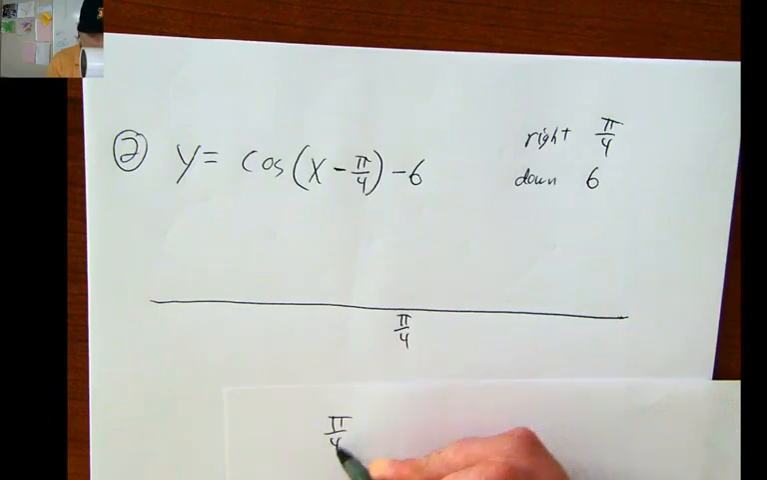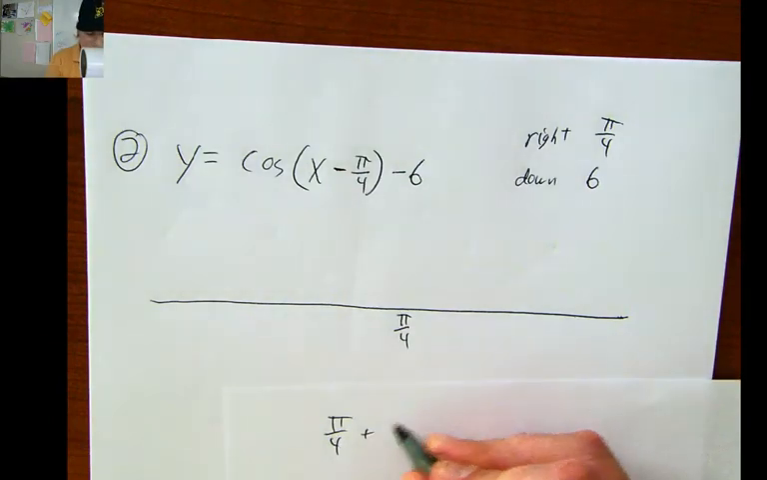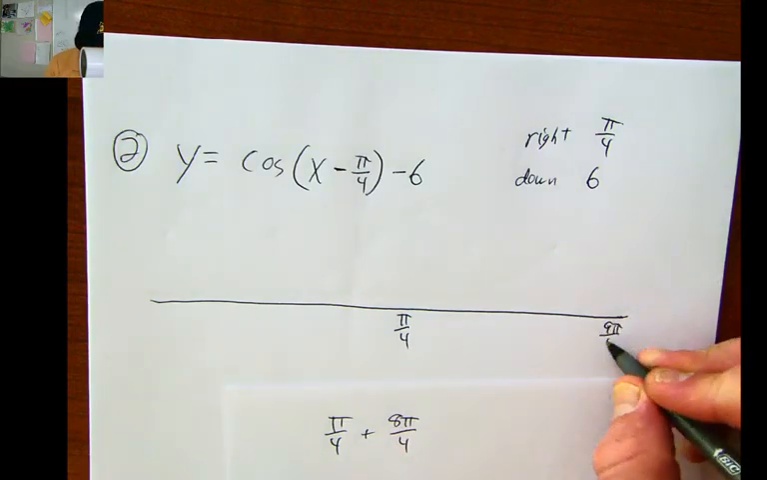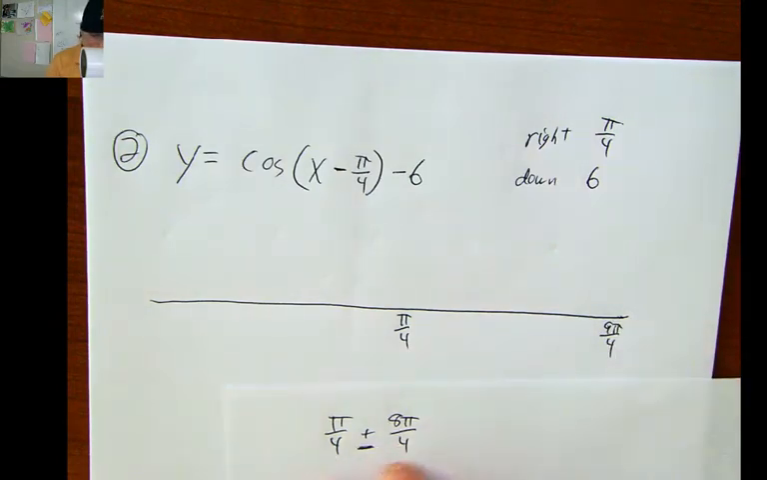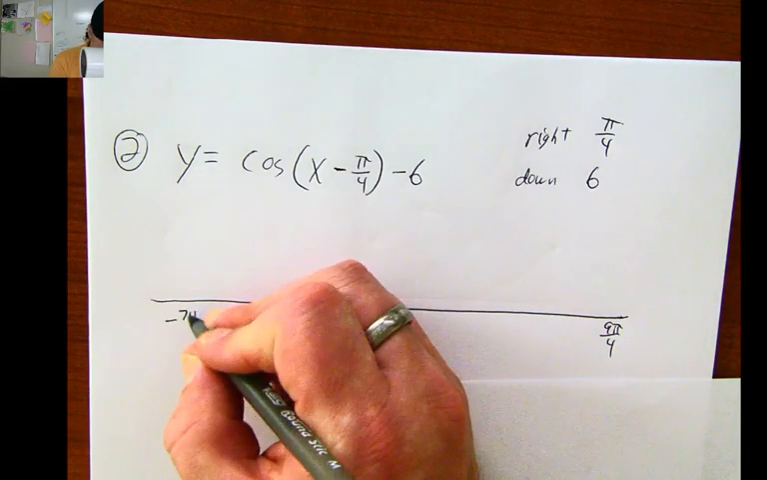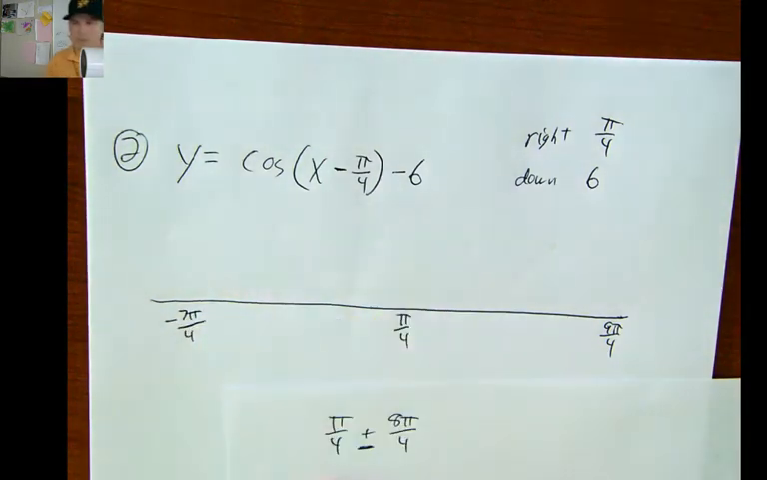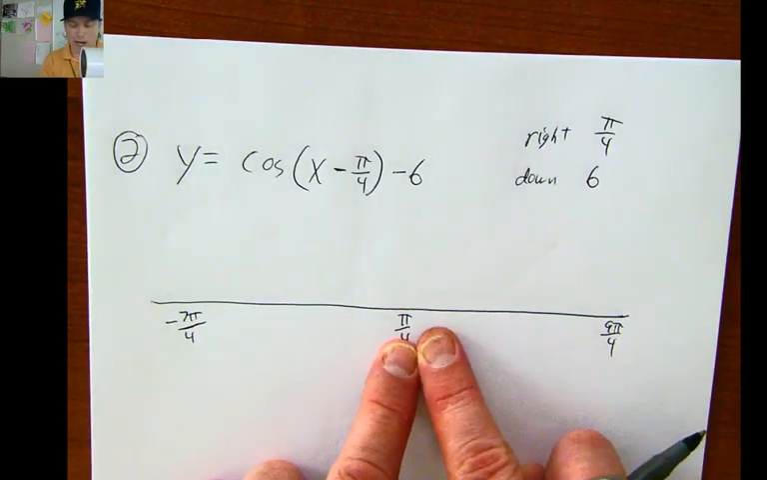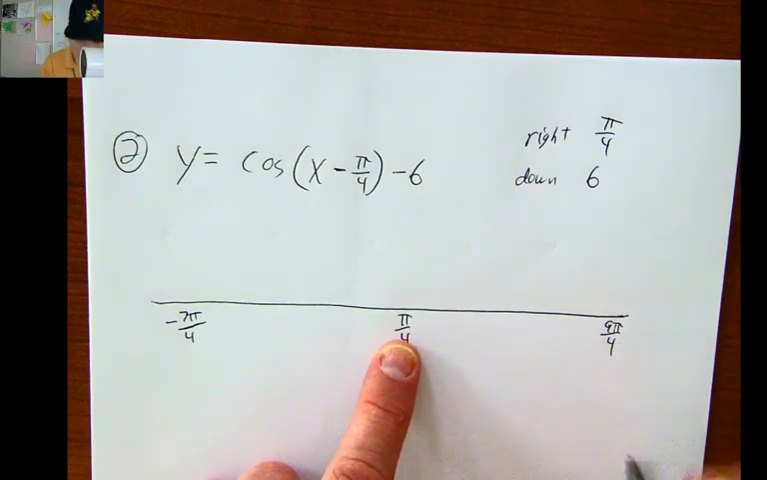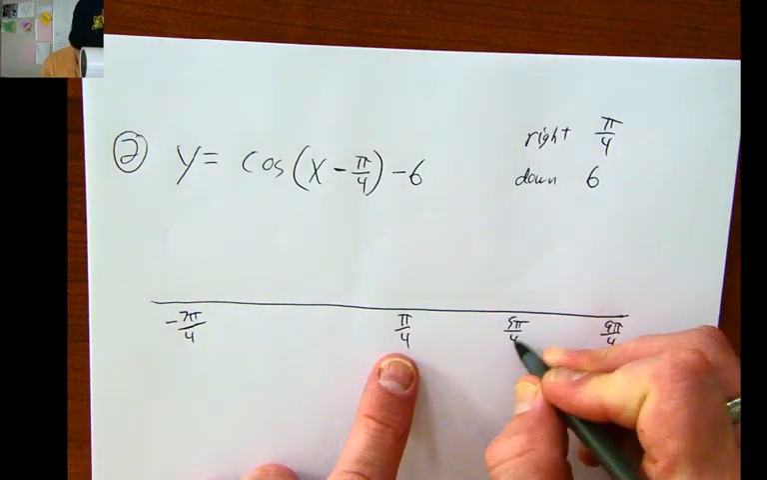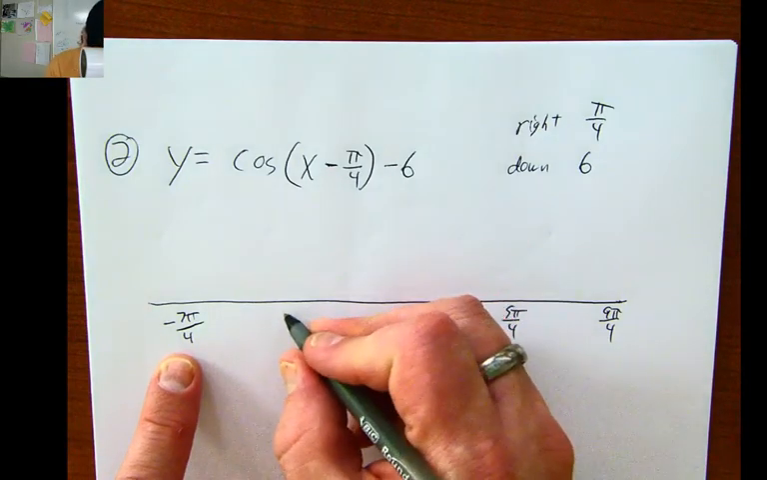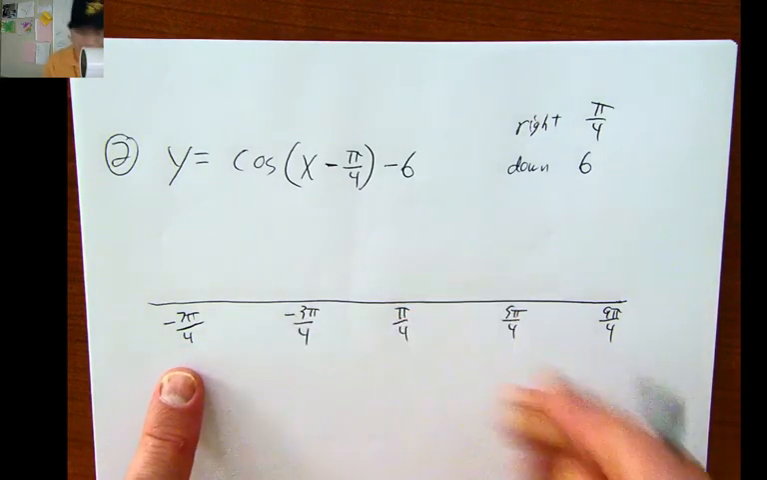So pi over 4, the period is 2 pi, so I'm going to add 8 pi over 4. That will give me 9 pi over 4. If I subtract 8 pi over 4, that would be negative 7 pi over 4. Okay, midpoints. Halfway between 1 and 9 is 5. So this one would be 5 pi over 4. Over in this way, halfway between negative 7 and positive 1, negative 7 plus 1 is negative 6, divided by 2 is negative 3. So negative 3 pi over 4.